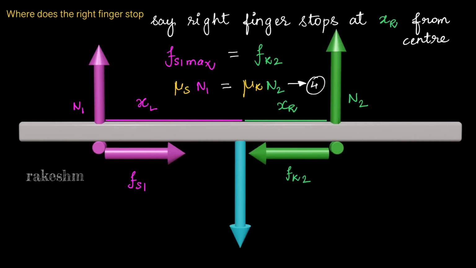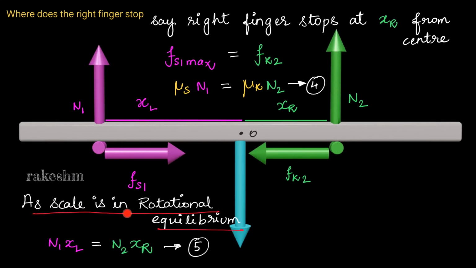Exactly the condition we used in the previous case we'll use now also. Which means when FS1 max equals FK2, the right finger will stop. These N1 and N2 are changing; I have just written them as N1 and N2, but they are changing as the fingers are moving. So Fs1 max is mu s times N1, the coefficient of static friction into N1, and Fk2 will be mu k times N2. Let us say this is the fourth equation.